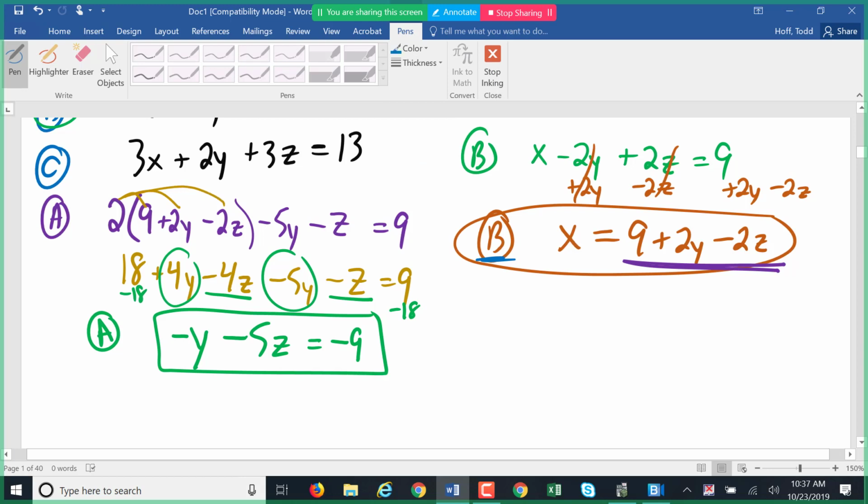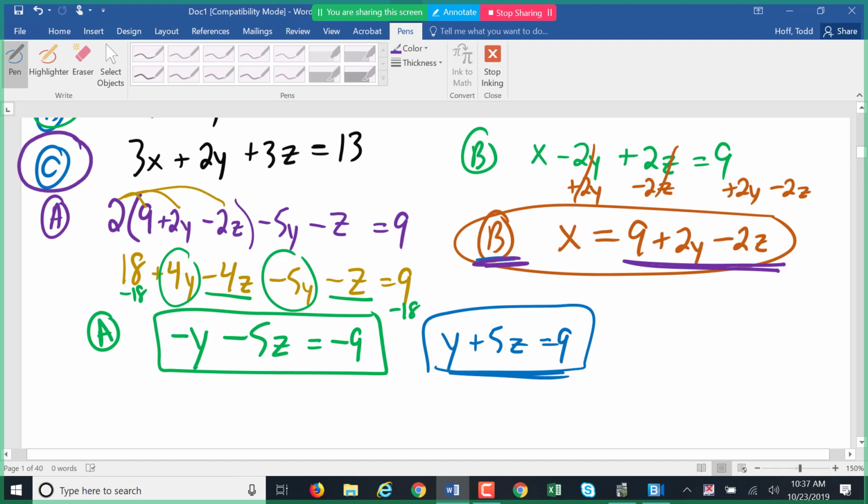Now, all of those are negative. I could rewrite it by multiplying the whole equation by a negative 1. So instead of negative y minus 5z equals negative 9, I could have y plus 5z equals positive 9. But I don't know if I'm going to want it that way yet. We have to find what equation C is going to become yet. We still need to substitute this equation B that we solved for x into equation C.